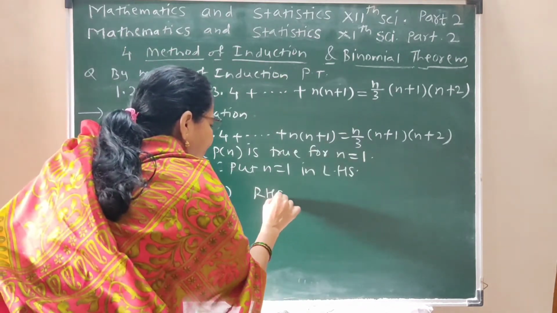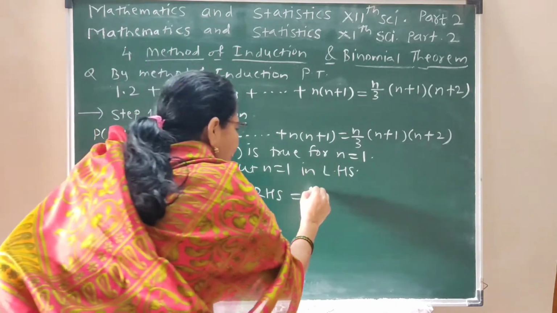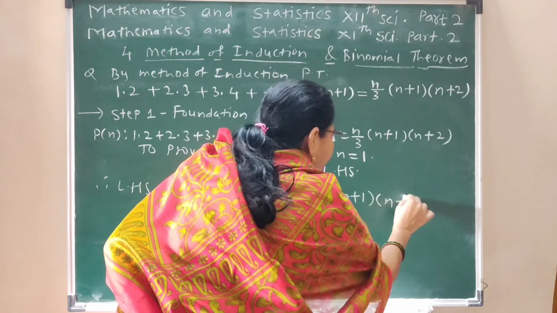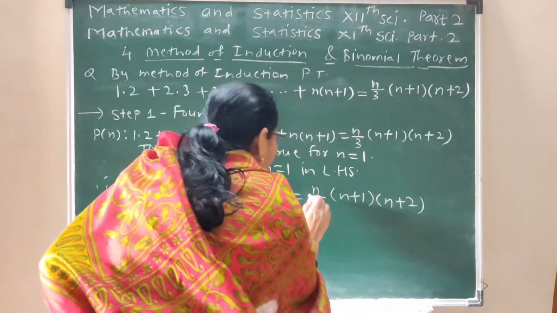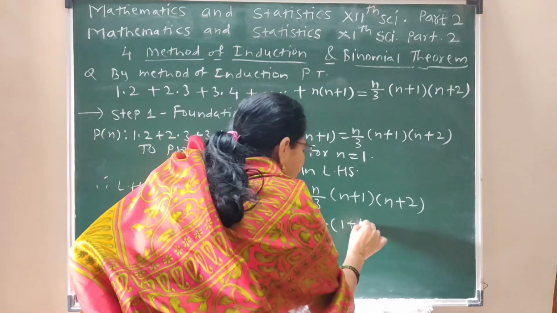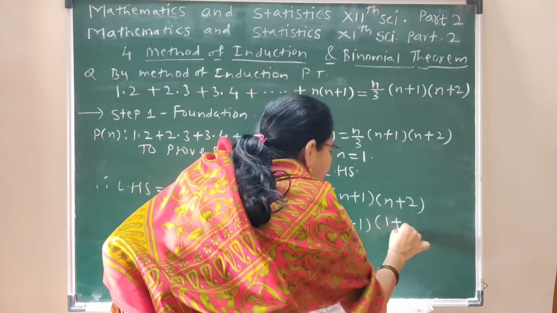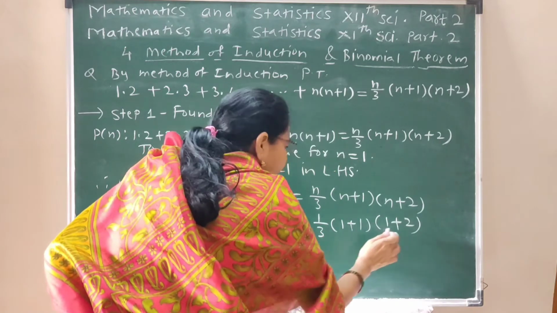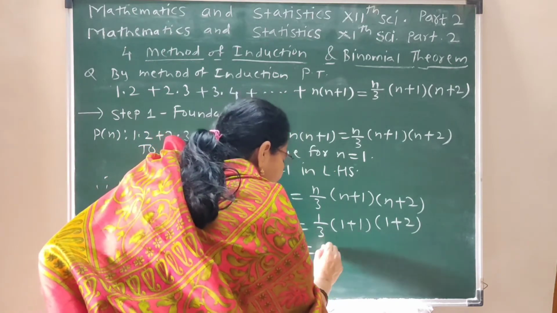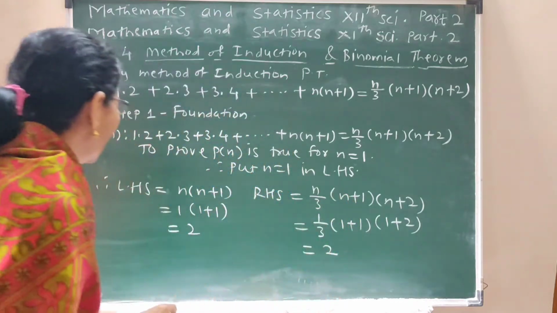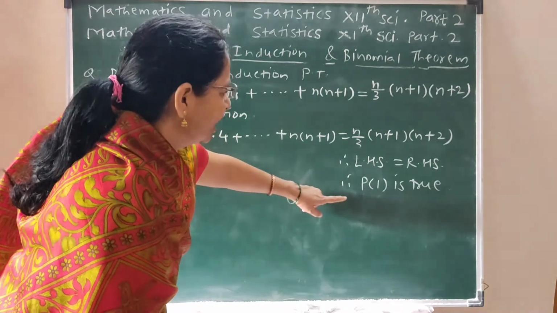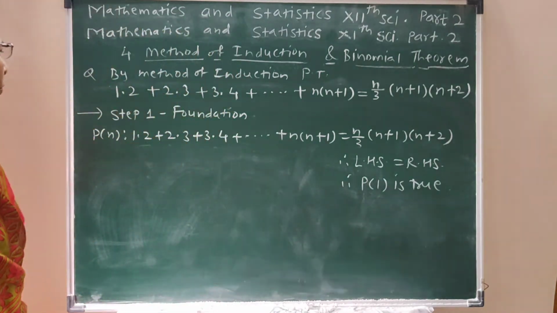RHS is n by 3, n plus 1, n plus 2. Put n is equal to 1, therefore 1 by 3, 1 plus 1, 1 plus 2. Now here this is 3 and this 3 gets cancelled, here remains only 1 plus 1, that is 2. Therefore LHS is equal to RHS, therefore P1 is true.